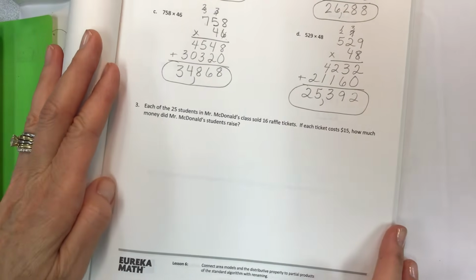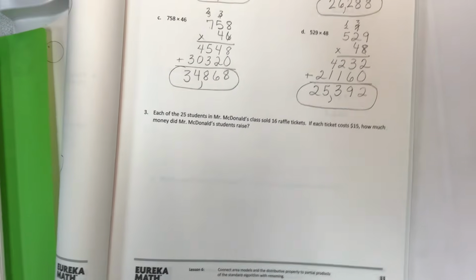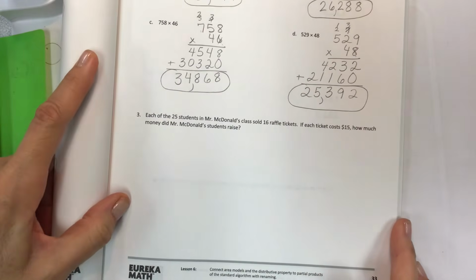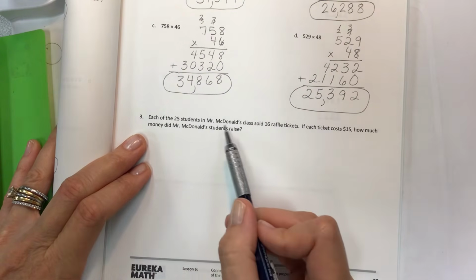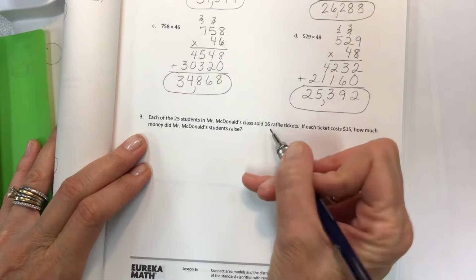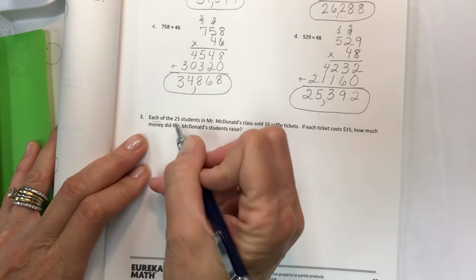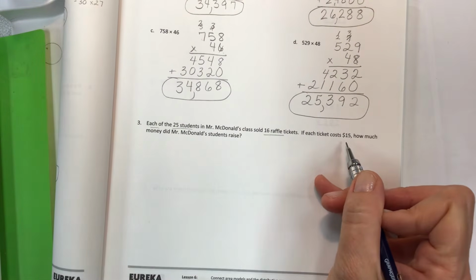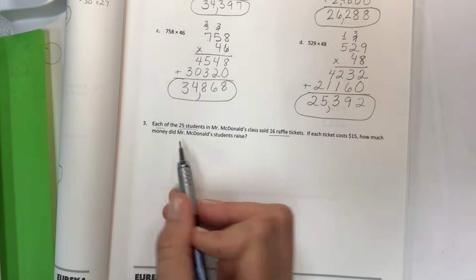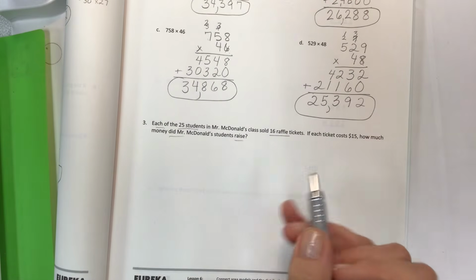We've got a word problem. And I believe there is something fun on the back just waiting for you. Yes. Okay. Each of the 25 students in Mr. McDonald's class sold 16 raffle tickets. Okay. 25 kids, 16 raffle tickets each. If each ticket costs $15, how much money did the students raise?